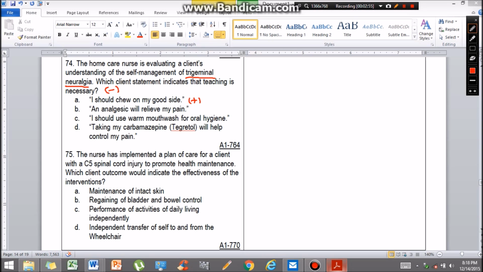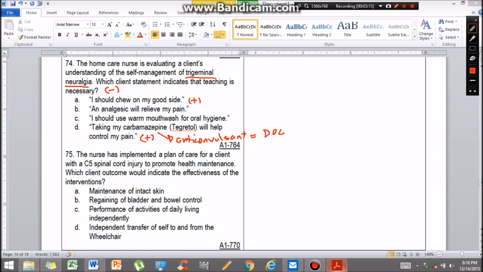Next, D. Taking carbamazepine Tegretol will help control my pain. Yes, this is a positive because Tegretol is an anticonvulsant, and anticonvulsants are the drug of choice for trigeminal neuralgia.